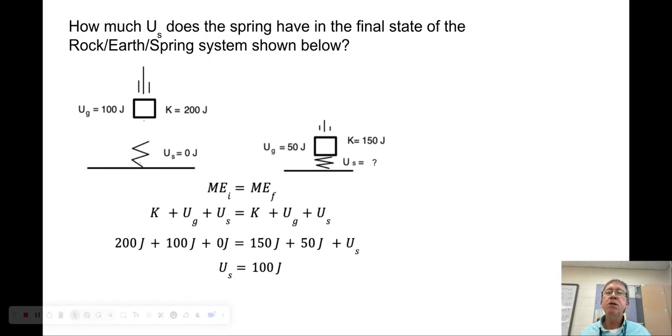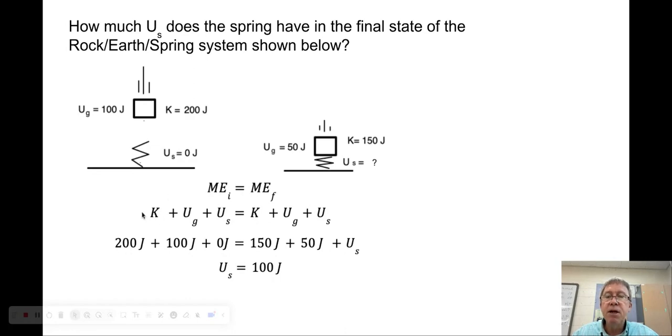How much spring potential energy does this spring end up with in its final state if we have a rock-earth-spring system? Since we have a rock-earth-spring system, I can have gravitational potential energy because I have a force acting between the rock and the Earth. And I can have spring potential energy because the force is working between the rock and the spring. So both things I need to have potential energy are included in my system. The initial mechanical energy is going to equal the final mechanical energy because I only have conservative forces. ME just means the sum of the K, UG, and US on both sides.